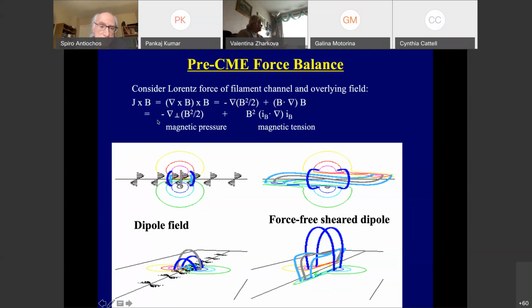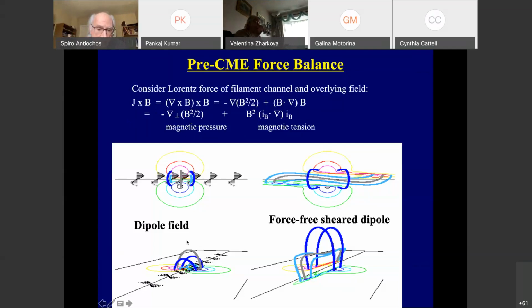Now, if you consider the Lorentz force for a magnetic field, J cross B, it breaks up into the perpendicular gradient proportional to B squared, so it's perpendicular to the magnetic field lines. And then a tension force that's also perpendicular to the magnetic field lines, proportional to B squared again, and it goes inversely with the radius of curvature. So there's a tension force just like in a string, and there's a pressure force just like a gas pressure, but it's all perpendicular to the magnetic field, because J cross B, of course, is always perpendicular.